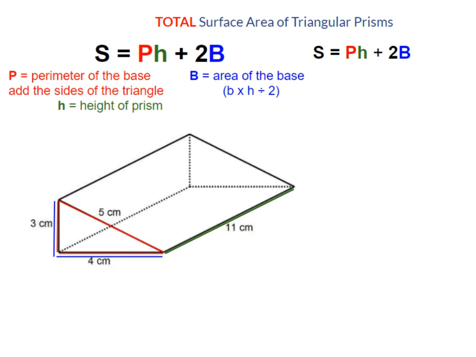Again, even though this looks like the base is a rectangle because it's sitting on a rectangle, because this is called a triangular prism, and because the triangles are across from one another, the base is the triangle.